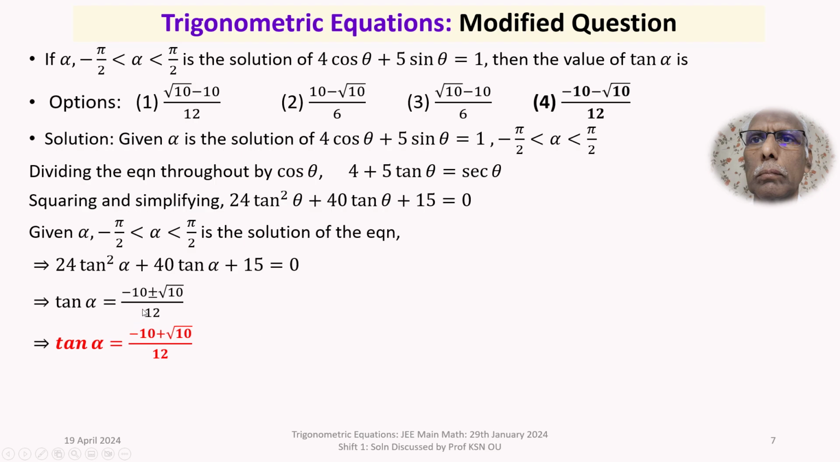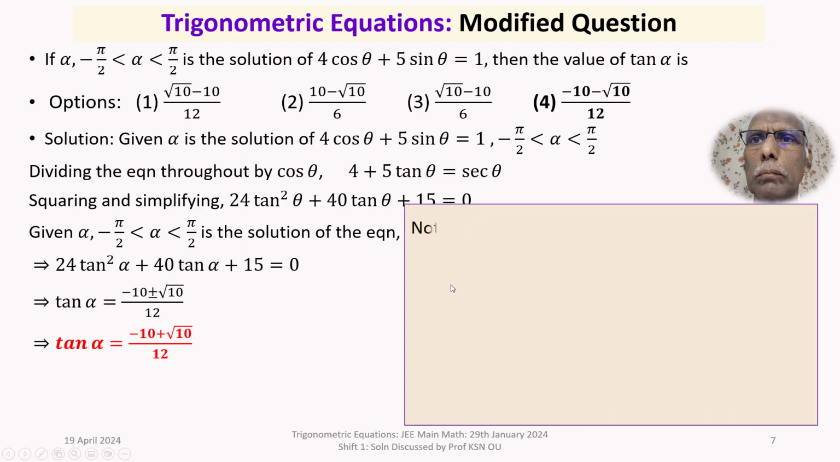So the other root is also appearing in the options. So minus 10 plus root 10 by 12, that's option 1. Minus 10 minus root 10 by 12, that's option 2. Both of them we got as the solutions. So what happens to this one? That is our question, and that is the discussion here.